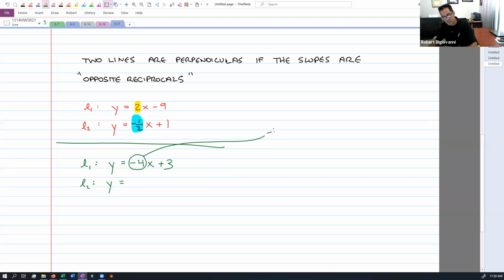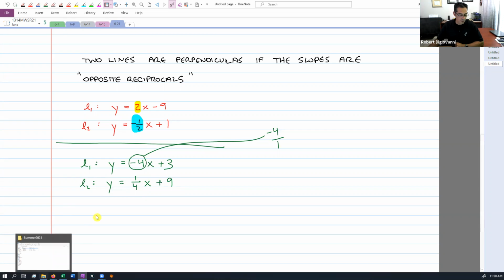Exactly. So you're taking negative 4, you're writing it as a fraction, you're flipping it over and changing the sign. And you said that would be 1 over 4 x, right? Mm-hmm. Good. And then right here, you could put any number you want. So go ahead, Tiffany, give me anything you want over here. You can say plus something or minus something, doesn't matter. Plus 9. Plus 9? There we go. These would be perpendicular. So do you see that, Tiffany, all she did was create the slope from the opposite reciprocal?